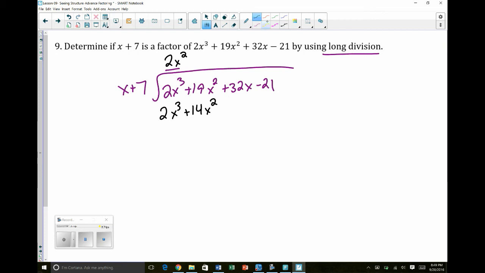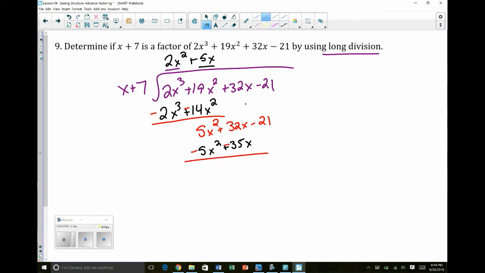Now, I'm going to go through, change my signs to subtract, and I get 0, and then 5x squared plus 32x minus 21. Restart the process. What times x gives me 5x squared? Well, plus 5x. 5x times x is 5x squared. 5x times 7 is plus 35x. To subtract, I'm going to change the signs. 0, 32x minus 35x leaves me with minus 3x minus 21.